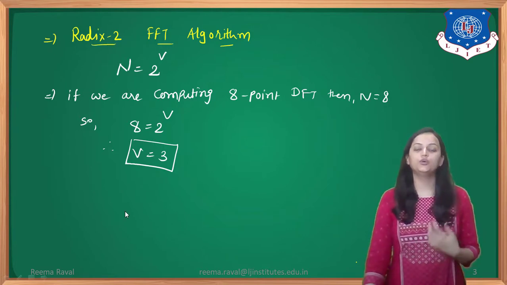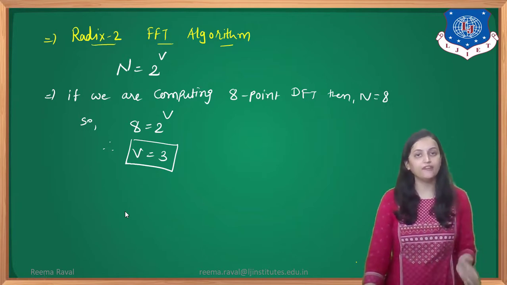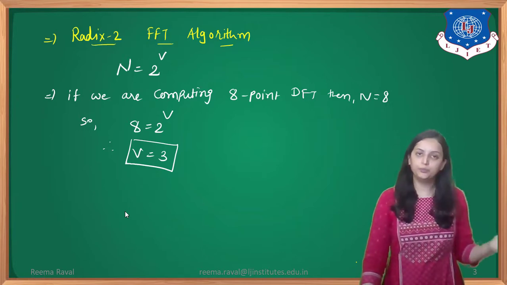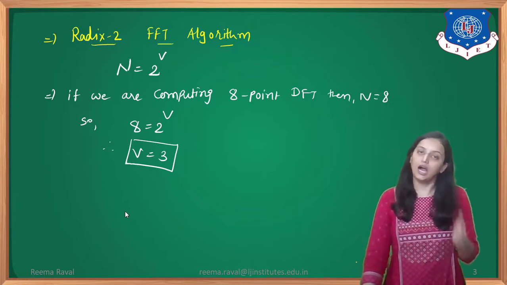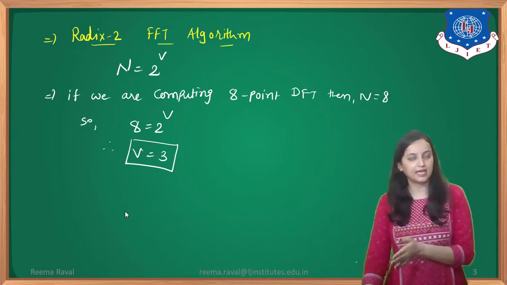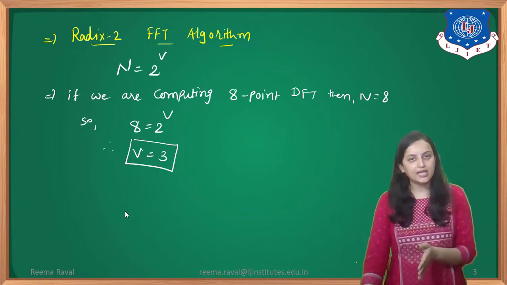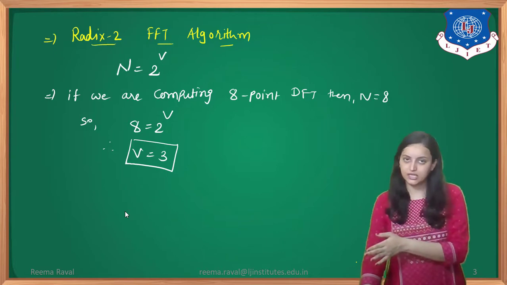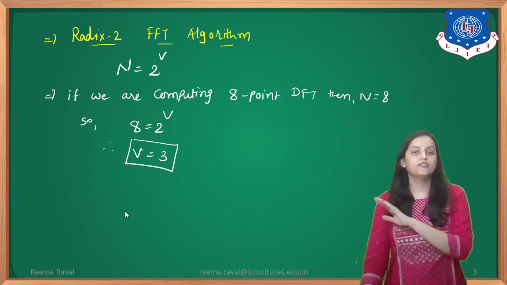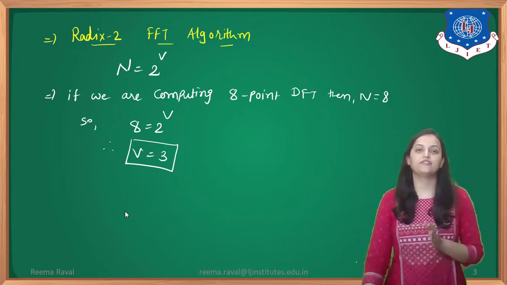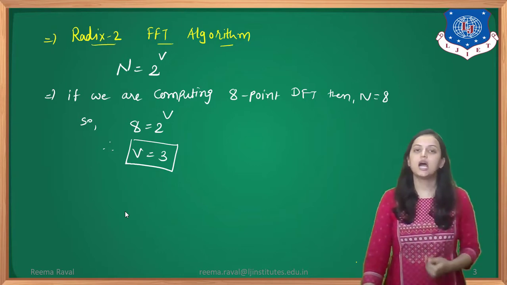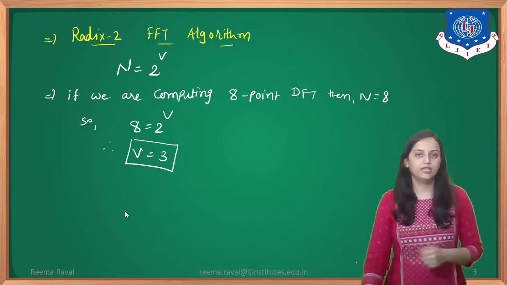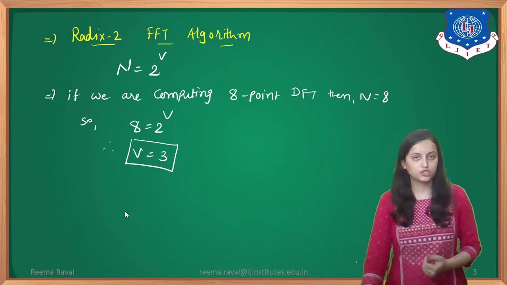So here if you want to compute the FFT, we need to have 3 stages where input is given to the first stage, the output of the first stage is given to the second stage, the output of the second stage is given to the input of the third stage, and then at the output side we will get the combined output of this FFT system. This is how we can design the FFT diagram or FFT structure.